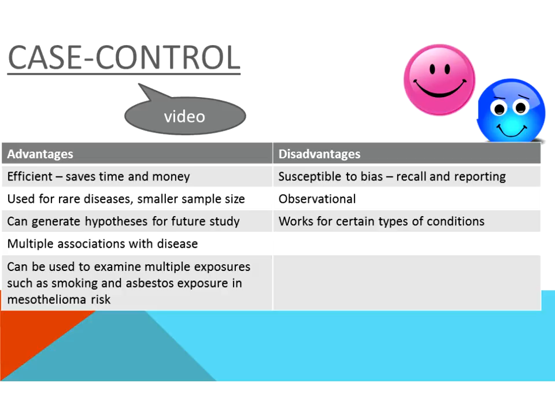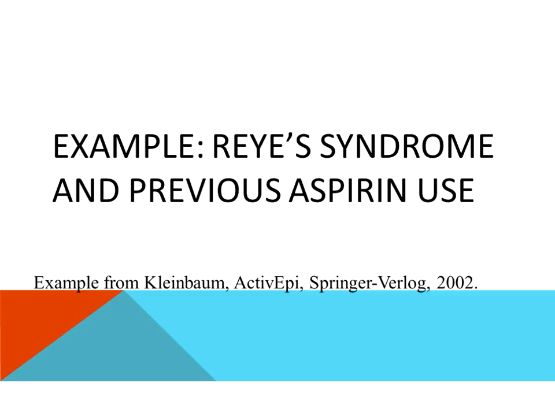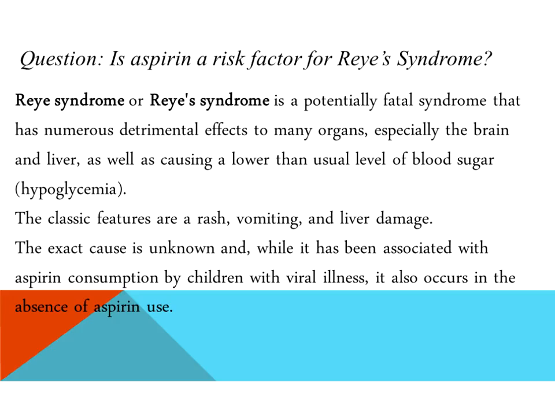Some of the disadvantages: it's subject to recall and reporting bias, it's observational, and it works only for certain types of conditions. So here's an example of Reye's syndrome and previous aspirin use. And for those of you who have young children, you've, I'm sure, been told to never give them aspirin because it can cause problems with their liver.